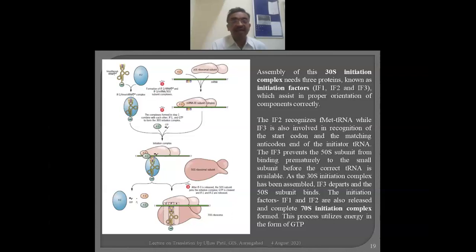Okay, and the energy which is utilized for the proper orientation of the mRNA and the 30S and all these things is in the form of GTP. It is not ATP, it is GTP. For the activation of the tRNA, ATP is required. In the initiation process, GTP is required.